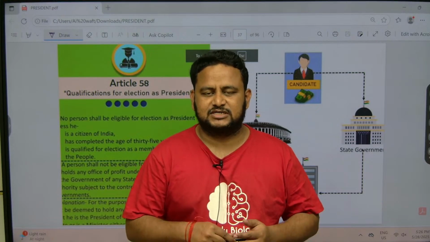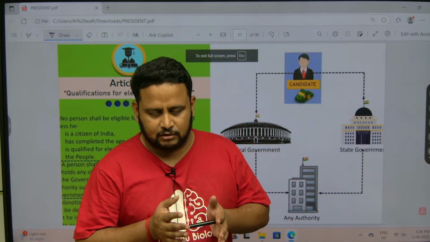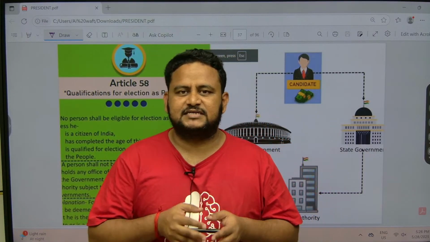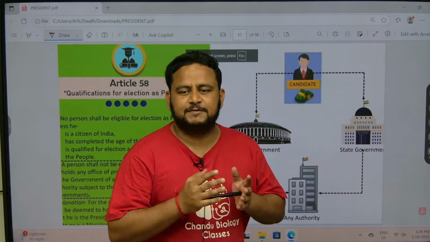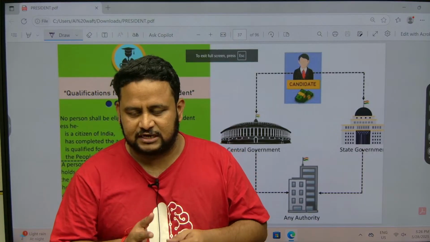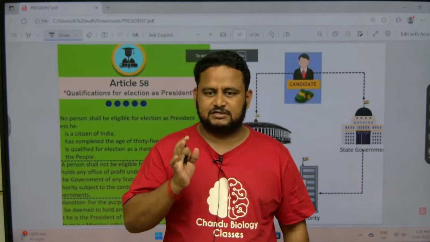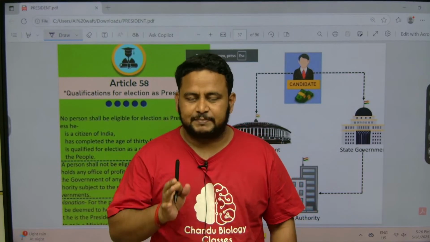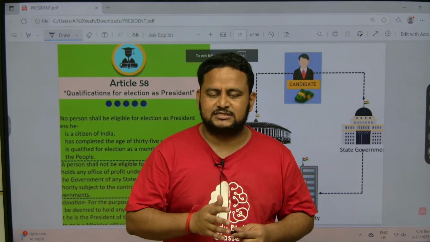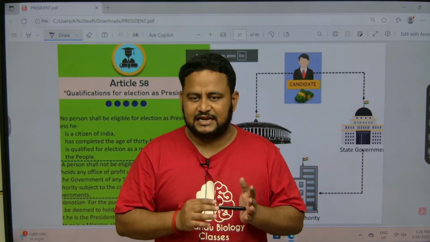So we started with the discussion of the president, and Article 52 says that there shall be a President of India. Regarding Article 52 we learned how the president is elected, but before that we also told who are the people involved in the election. That is called the electoral college: elected members of Lok Sabha, elected members of Rajya Sabha, elected members of state legislative assemblies, and also elected members of the legislative assemblies of Delhi and Puducherry. When it comes to union territories, only these two. There are eight union territories, but we are considering only Delhi and Puducherry.